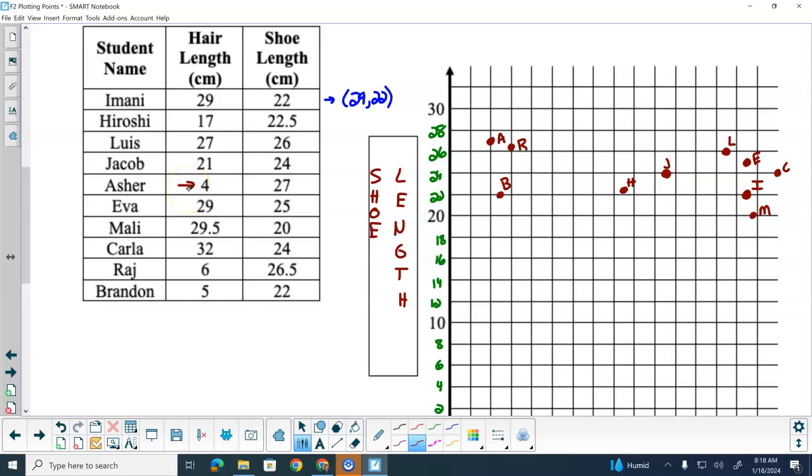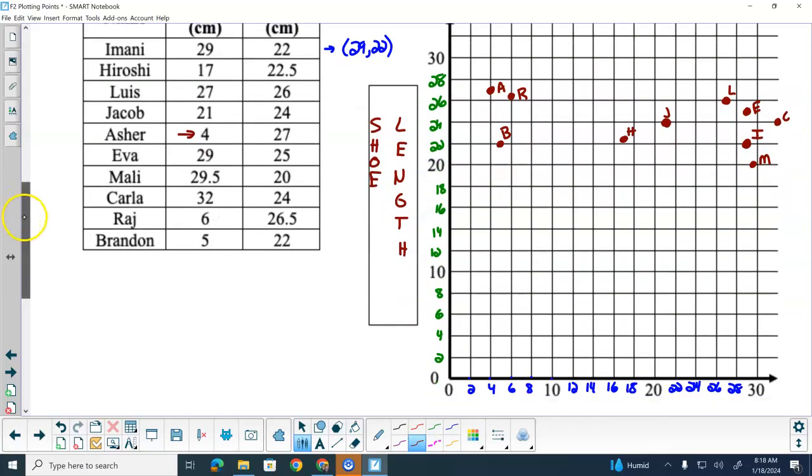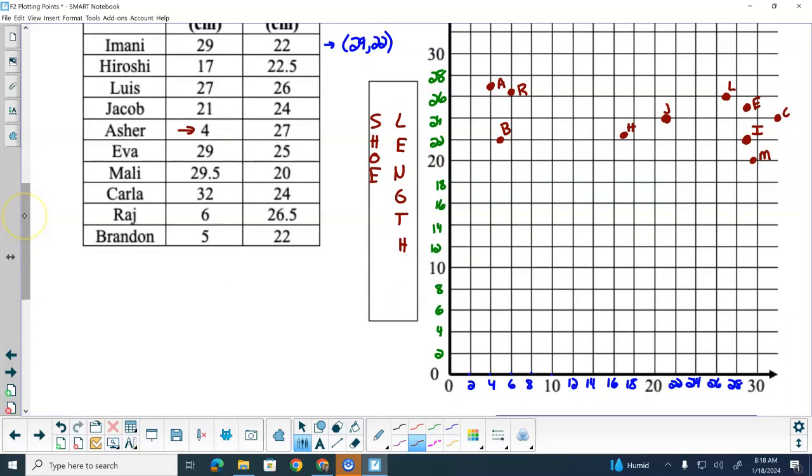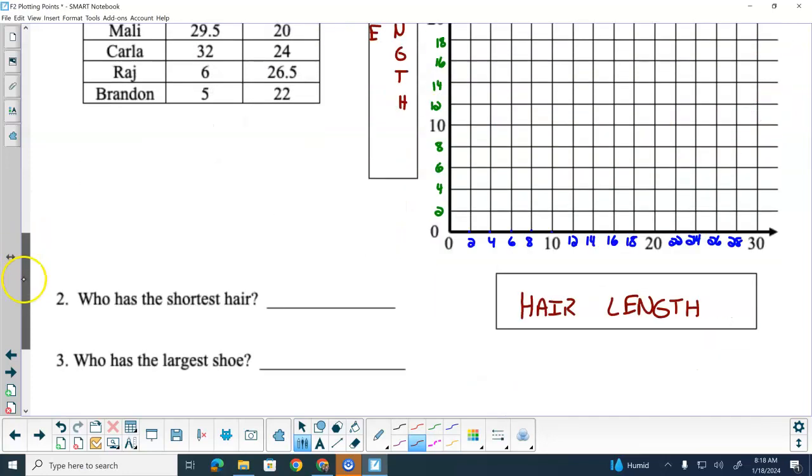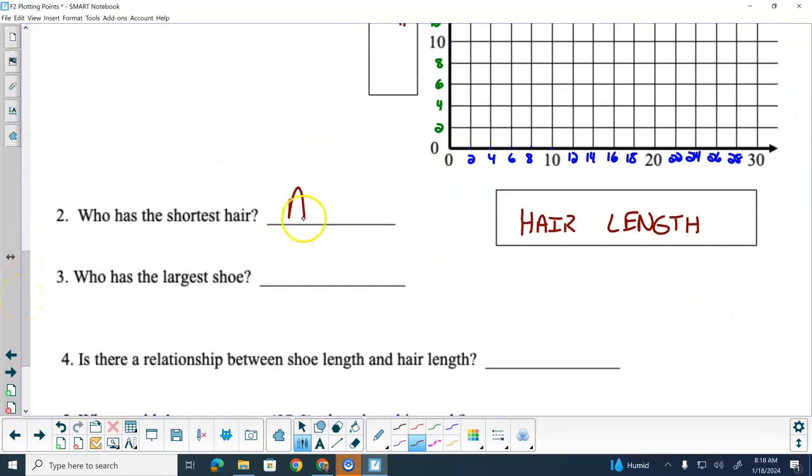The second way we could do it is we could look at our graph, because hair is our horizontal distance. The shortest hair would be the leftmost point. Longest hair would be the rightmost point. So the leftmost point would be A, which we said, because we went by first name, was Asher. So Asher is going to have the shortest hair.